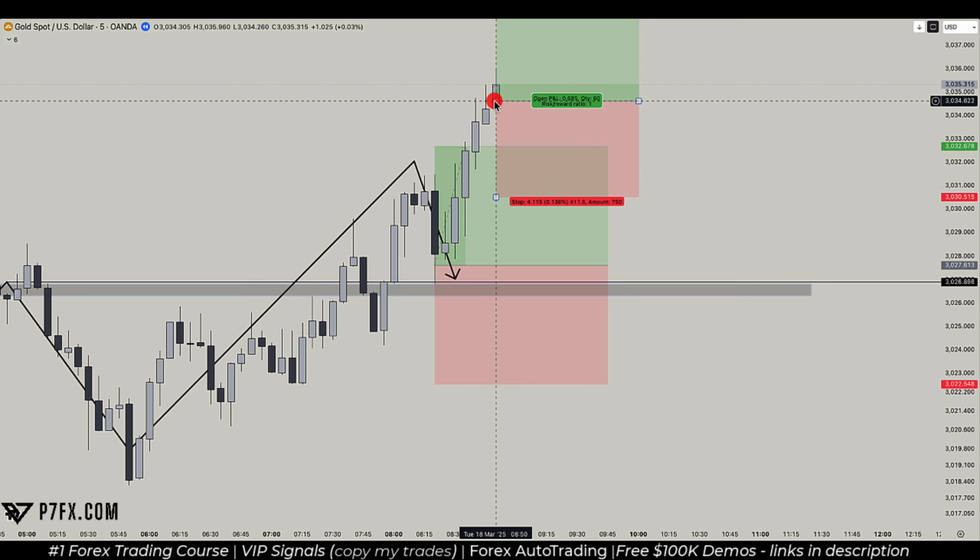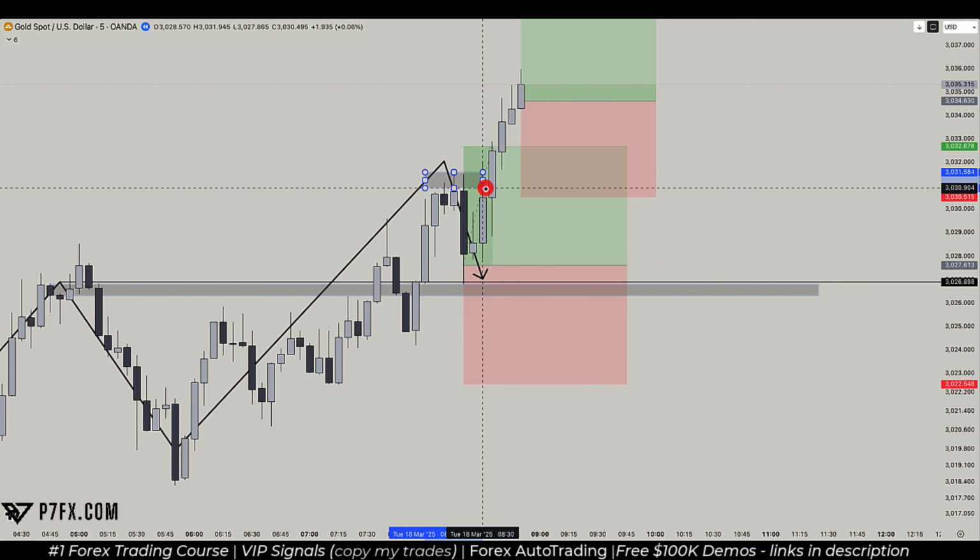As this trade plays out, this is where I scaled a second entry at 30.35 for the fact that we had a clear break of structure of our most recent higher high.